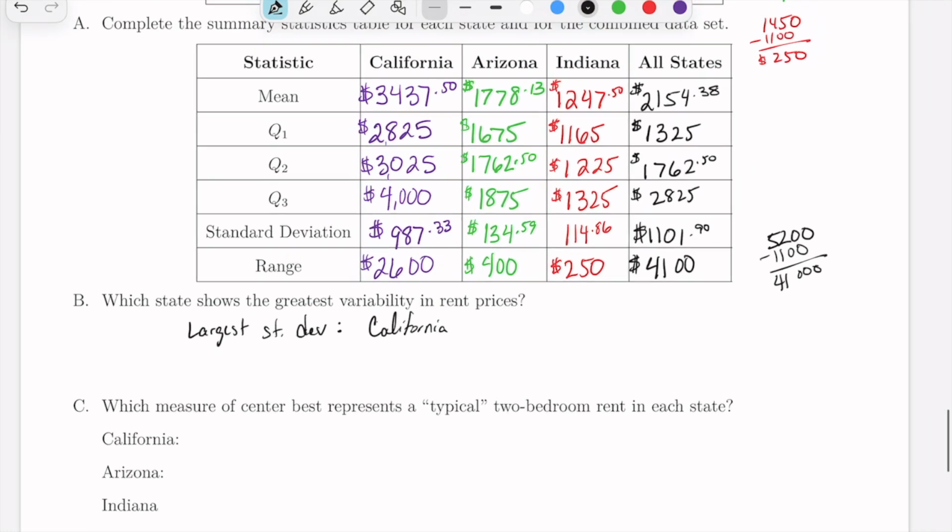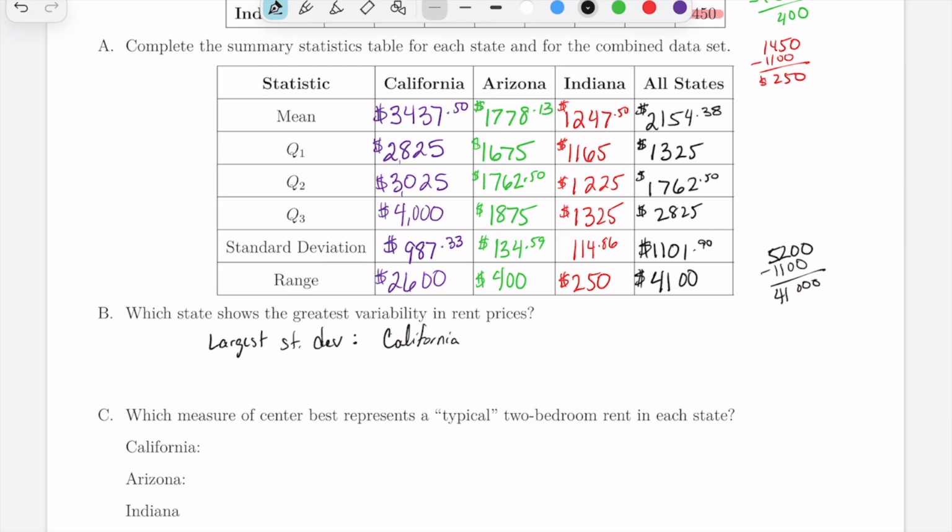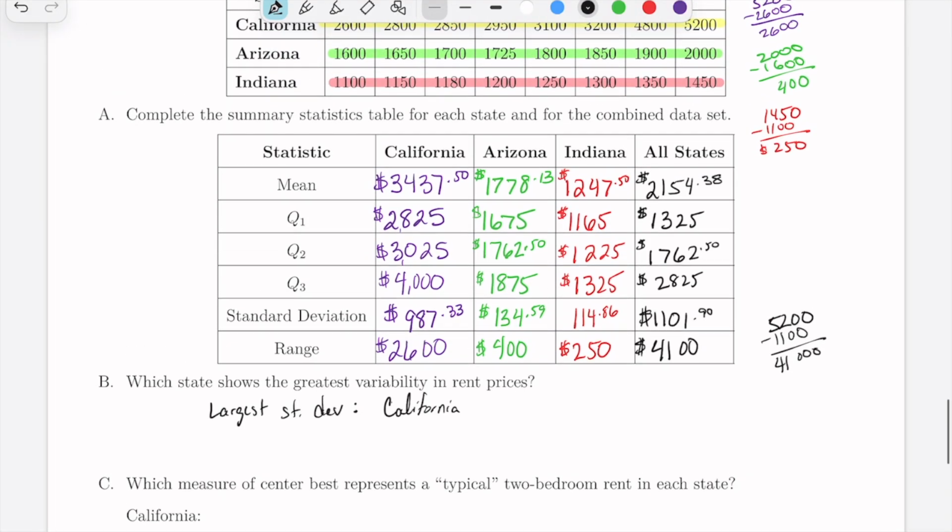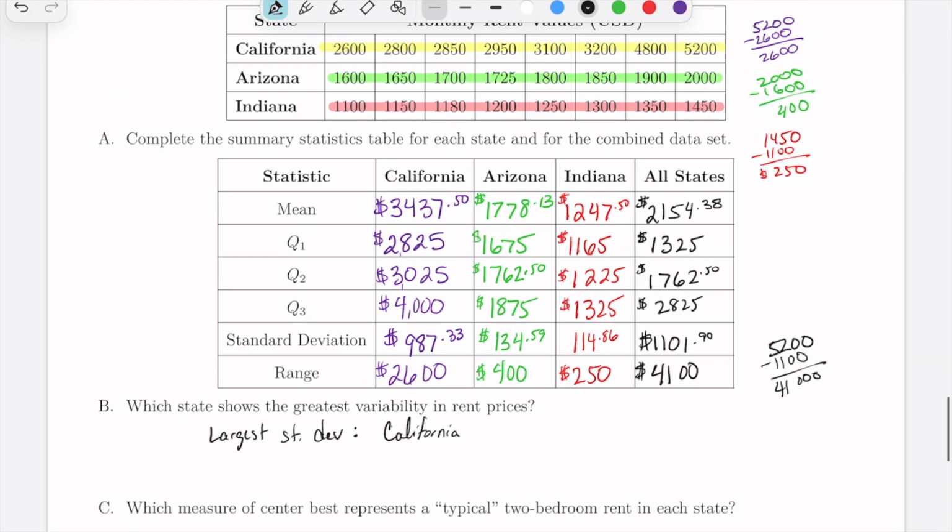Which measure of center best represents a typical two-bedroom rent in each state? You know, this really just comes down to opinion, to be honest. If you have some outliers, some data points that just seem like they don't really belong, then definitely choose the median. If you don't really have any outliers, then the mean is just fine. So it does come down to a choice of just your preference.